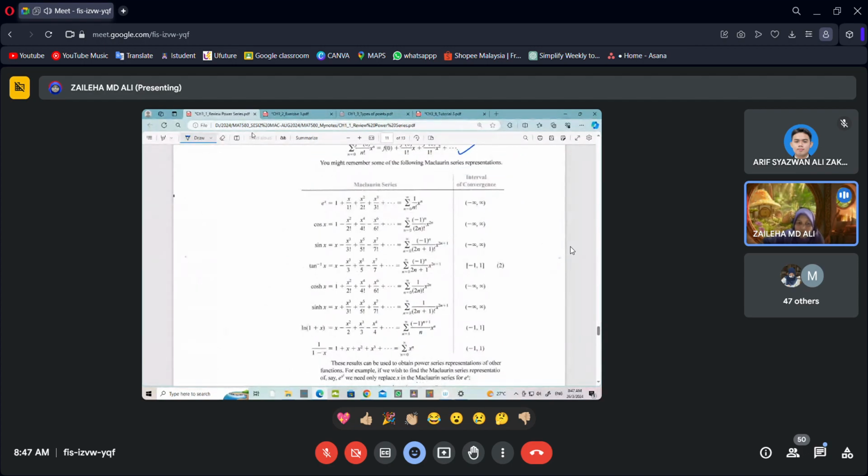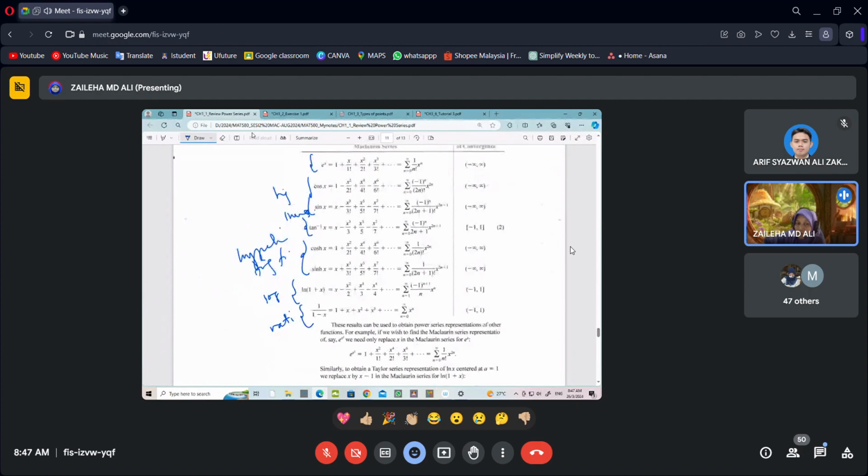Right, so these are some of the jawapan yang tak ada. Ni, this is hyperbolic trigonometric function. Alright, this is the inverse trigonometric function. So banyak nak polynomial. This is trigo. This is exponential. This is the natural, the logarithmic function. This is the rational function. Right? Rational function. So ada banyak dah in the form of infinite polynomial and also the power series.